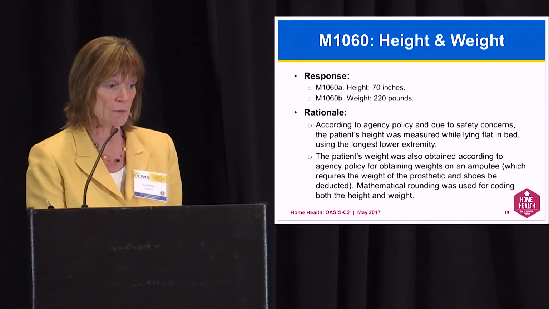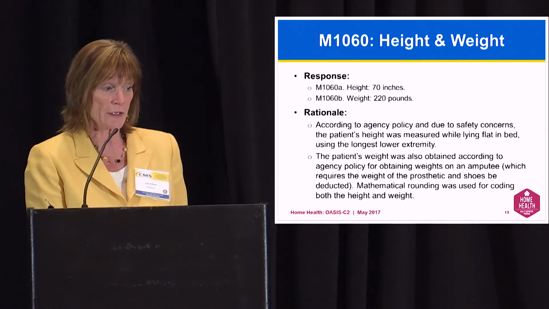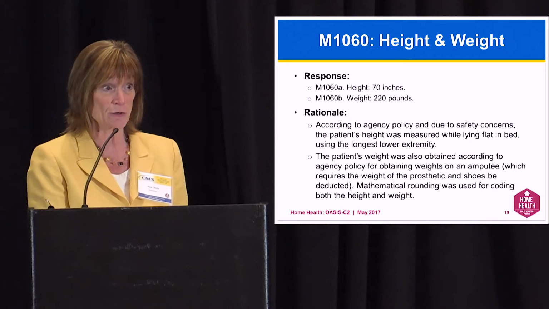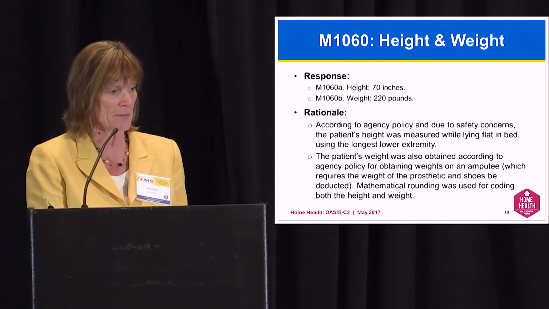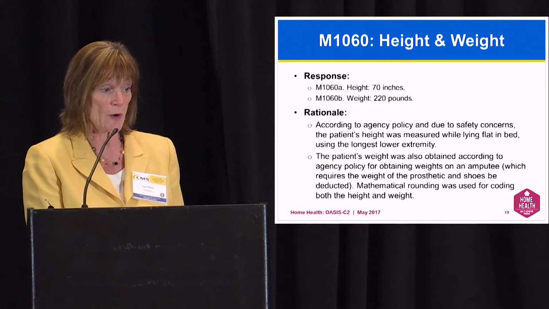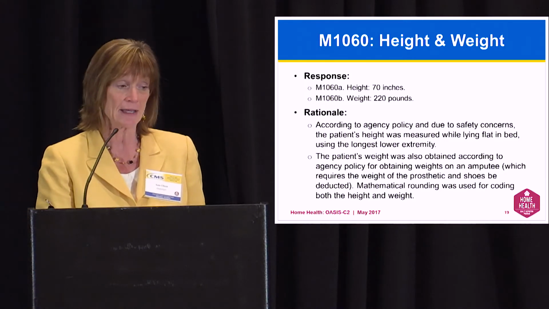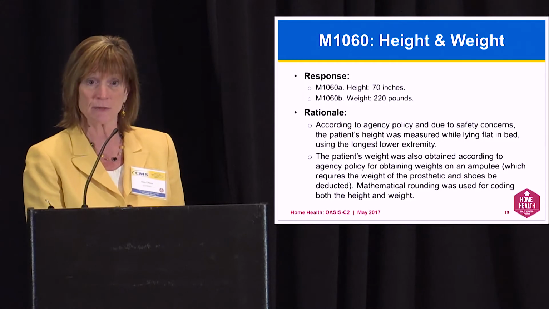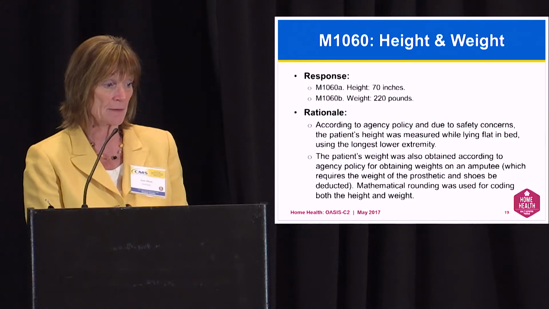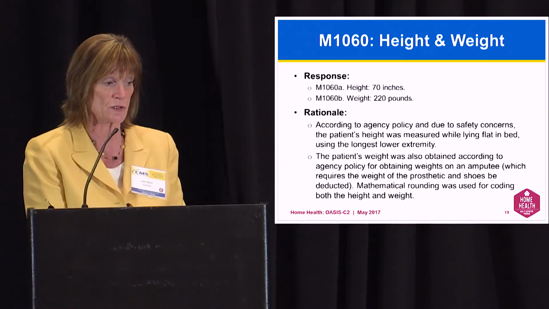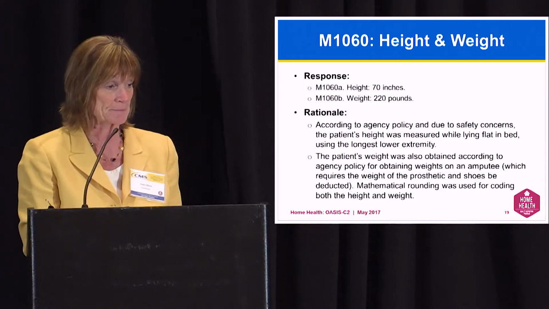And the patient's weight was also obtained according to agency policy, and that's always critical with these measures, for obtaining the weights on an amputee, which required both the weight of the prosthetic and the shoes to be deducted from his weight. And mathematical rounding was used for coding for both the height and the weight.